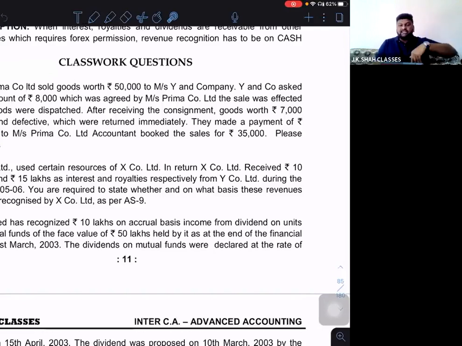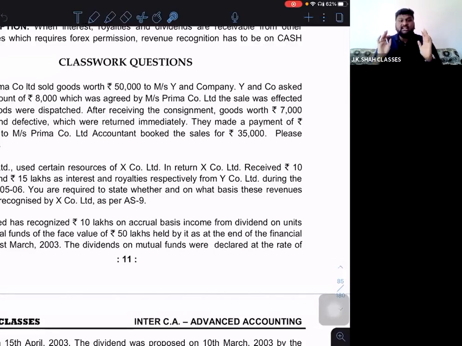Because he collected 35,000 from the customer. So he recorded directly 35,000 as the sale, which is not correct. So technically what he should have done is, he should have recorded the sale for 42,000. That is 50,000 minus 8,000 of trade discount and recorded the sales return of 7,000 separately. This is the correct treatment that he could have done.